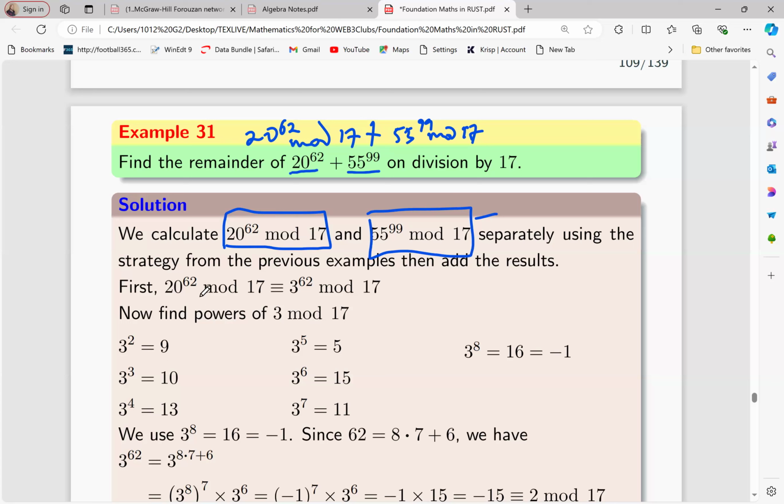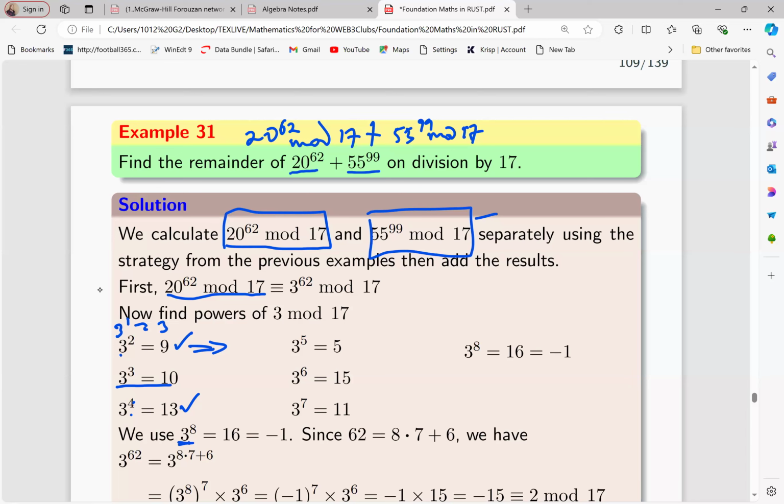Now, to do this part manually, we use the fast powering algorithm. 3 raised to 1 is just 3. 3 squared is 9. We don't require this. We need to square this part to get 3 raised to 4, which is 13. Then you square this part, it will be 3 raised to 8. I did so many. You only require 3 raised to 1, 3 raised to 2, 3 raised to 4, and then 3 raised to 8.